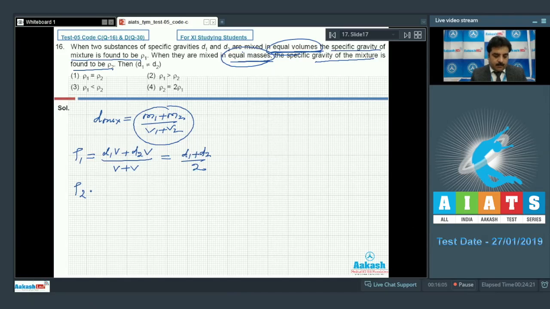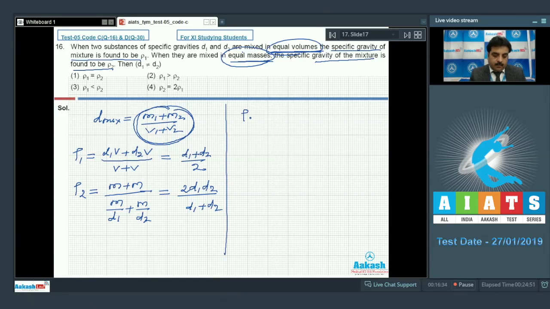But in the case of ρ2, masses are the same, so I will use the formula in terms of mass and density only. I will write m plus m, because masses are the same, and we can replace volume by mass by density. So masses will cancel out, and you have only the harmonic mean of density, just like this, of d1 and d2.